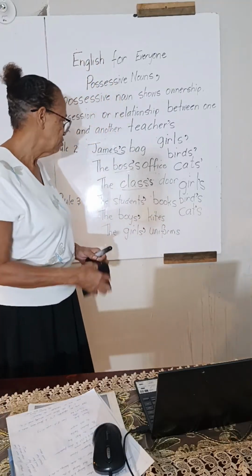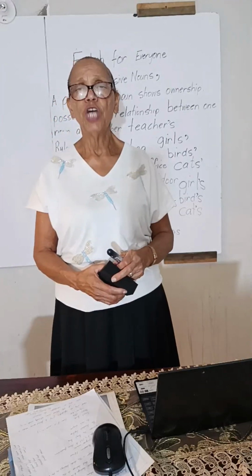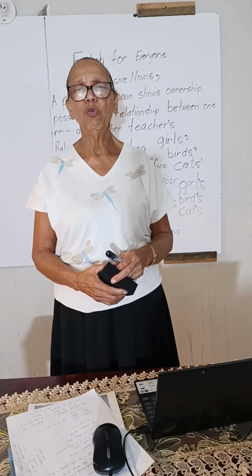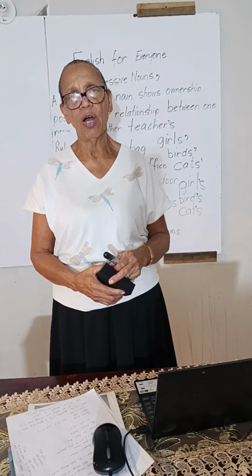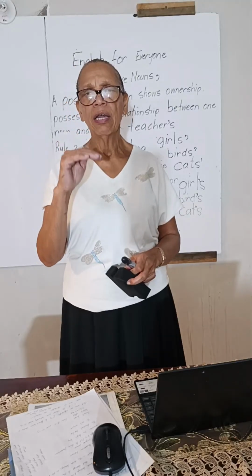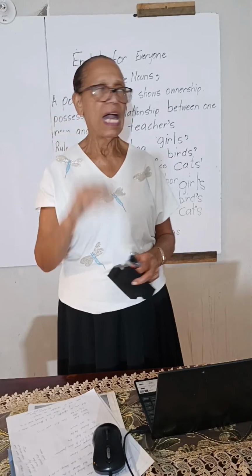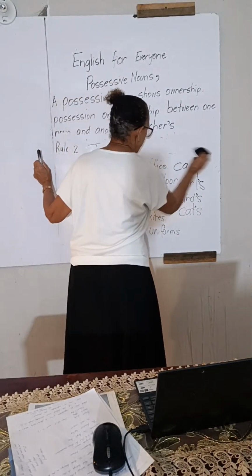All right, so that's the rule. Whenever you have a plural noun showing plural possessive form, the apostrophe, that little symbol, is on the outside. When it is singular, it is on the inside. All right?